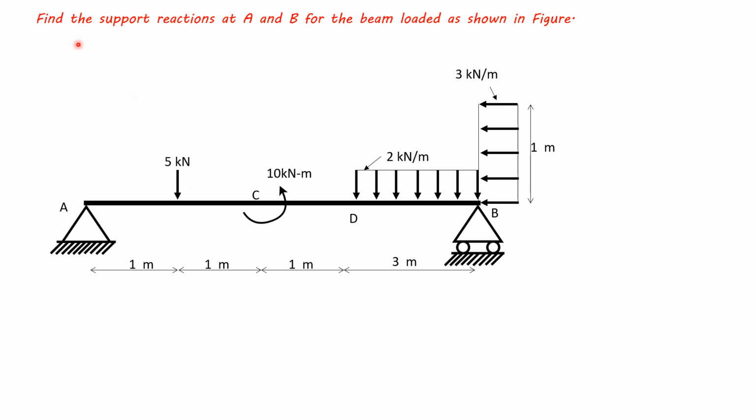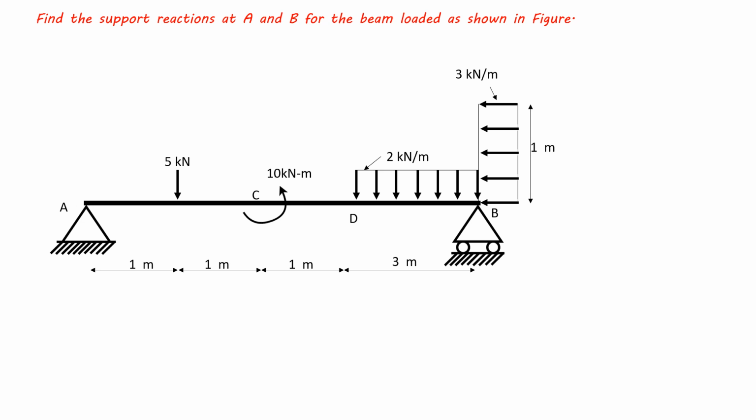Find the support reactions at A and B for the beam loaded as shown in figure. Here, these are horizontal and vertical forces, and this is a horizontally acting force. Here it is a rectangular uniformly distributed load. We have to convert this load into a single point load acting at half of 1 meter like this.